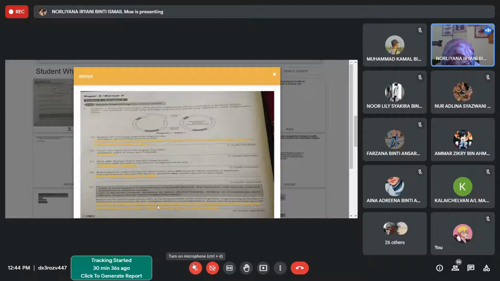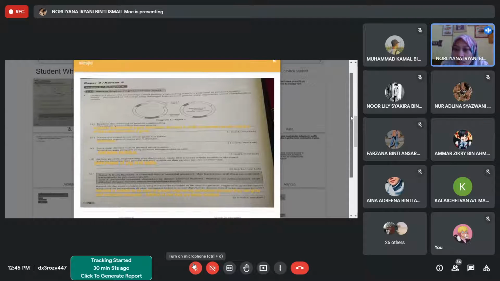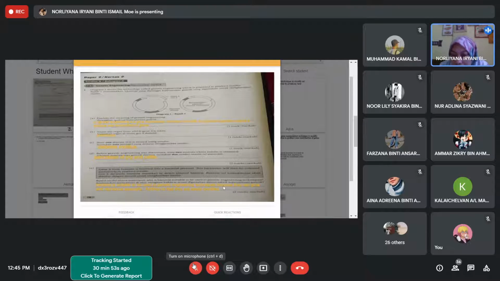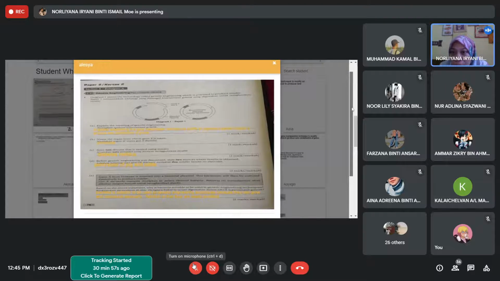Bacteria is suitable to be used in the genetic engineering technique because they can grow and reproduce asexually. Okay, got 1 mark. In addition to that, they are easily modified. Okay, your second point, Alisha, is not really accurate, but you got that point. Okay, I give you 2 marks.